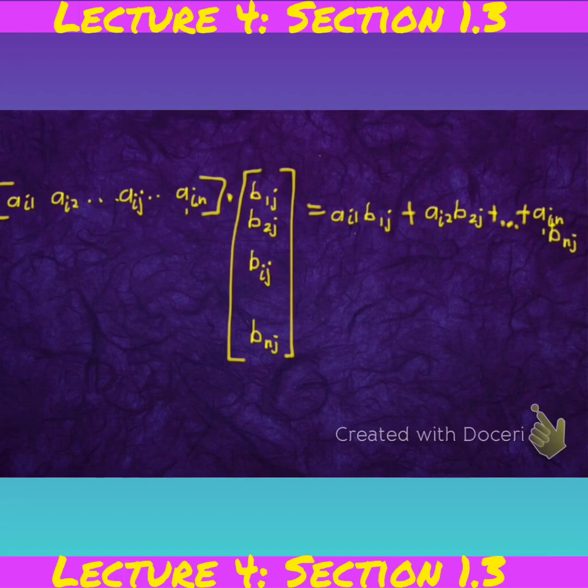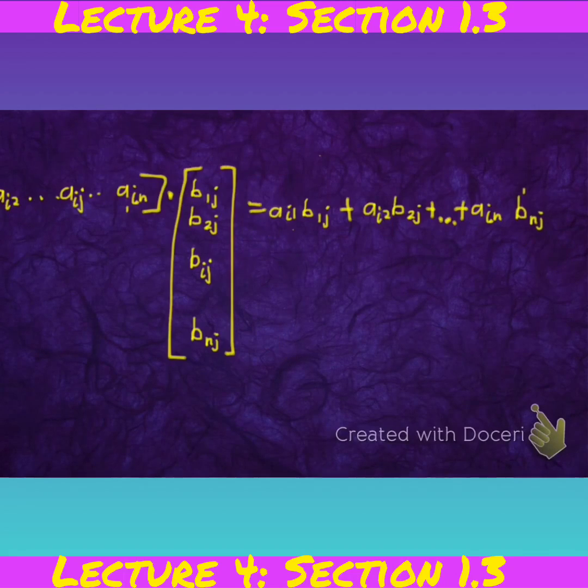Like that. And that defined product is what's known as a dot product. It's a dot product between the ith row vector of A and the jth column vector of B.